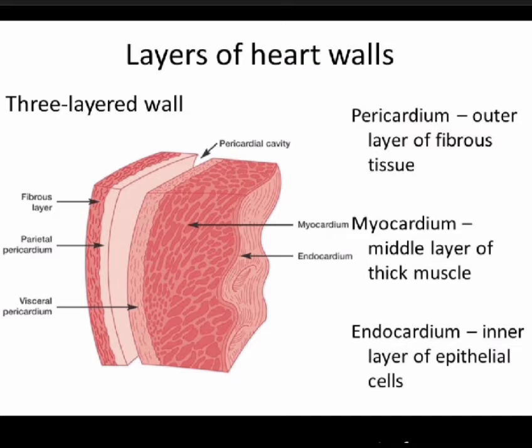Now these are the layers of the heart. The heart is basically in three layers. We have the pericardium, that is the outer layer of fibrous tissues. Then we have the myocardium, which is the middle layer of thick muscles. Then we have the endocardium, which is the inner layer of epithelial cells.